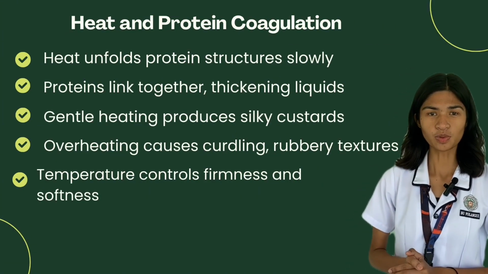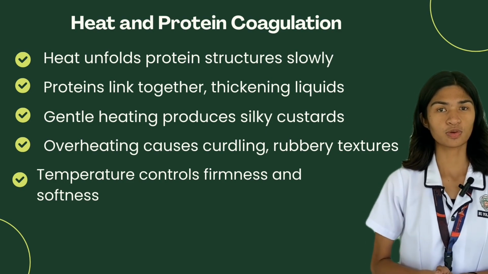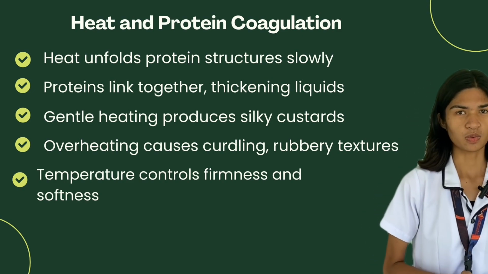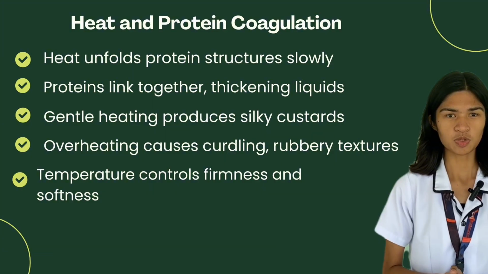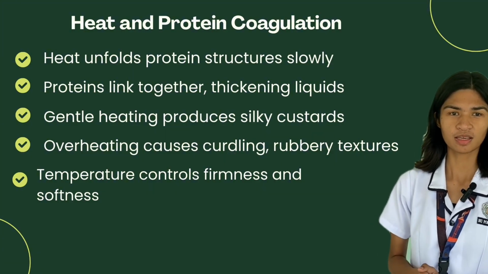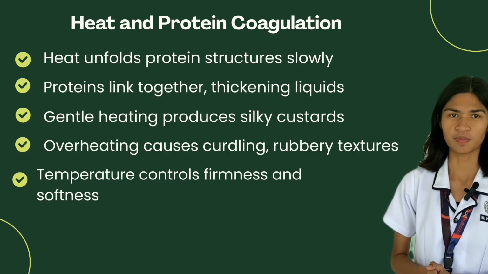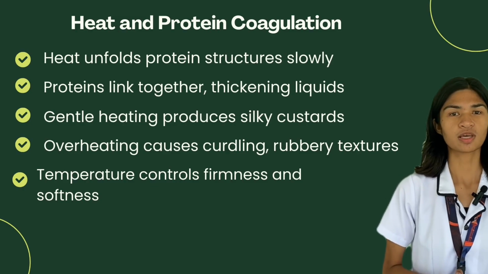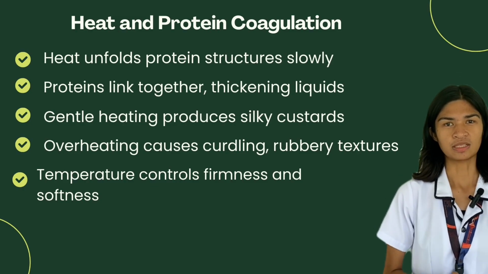When we heat these proteins, they unfold and link together, which thickens liquids. Gentle heat gives smooth, creamy textures, but too much heat can make them curdle or get rubbery. That's why controlling temperature is very important.